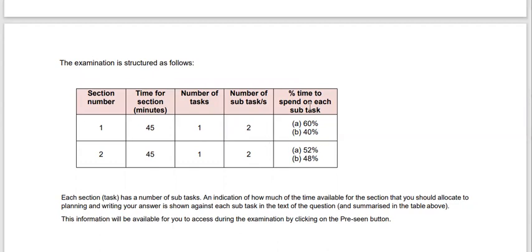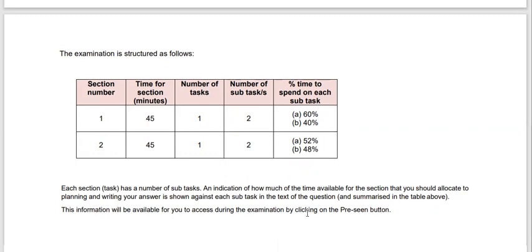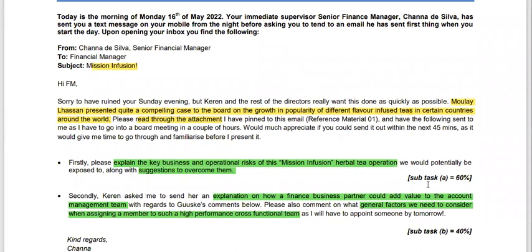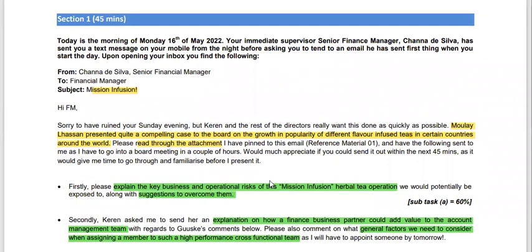And the weightages I was talking about can be used to determine the mark allocation as well as time allocation. The weightages are provided, and they are highlighted within the question as well. Okay, so first things first, let's move on to section number 1, a 45-minute question.